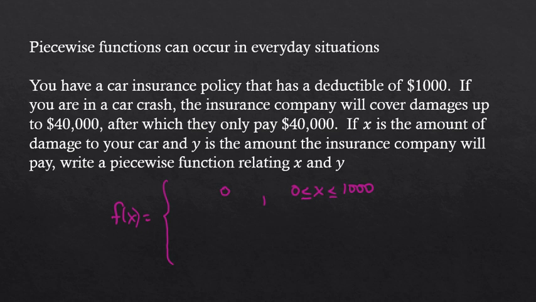Once you hit over $1,000, the car insurance company will pay how much damage you have done up until the point where you are at $40,000. So if X is greater than or equal to 1,000 and less than or equal to 40,000, then if X is your damage and the car insurance company will pay out what the damage was, then the amount the car insurance company pays is just X.